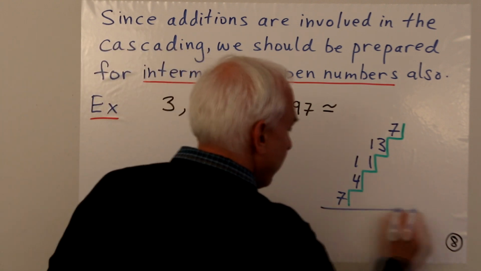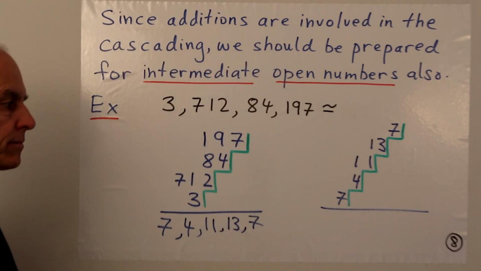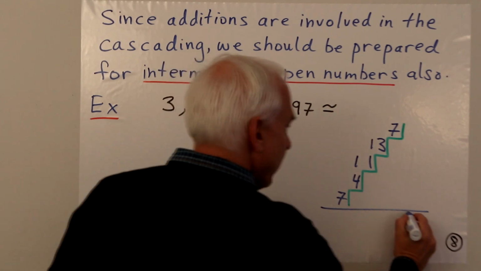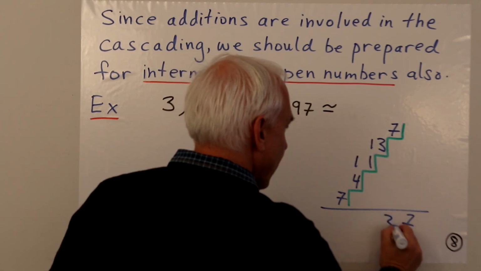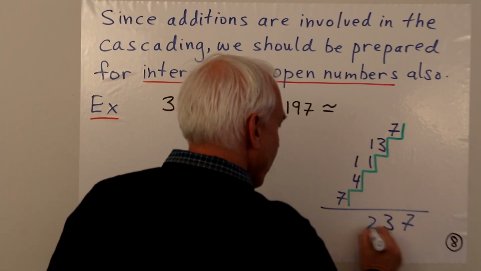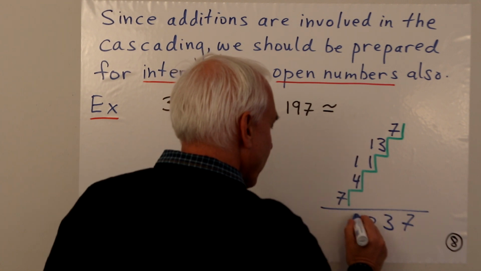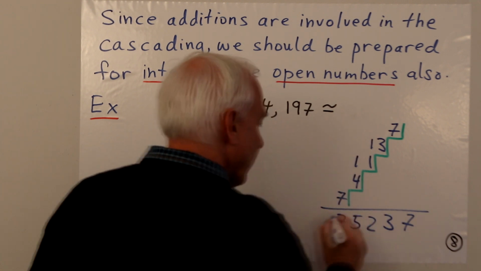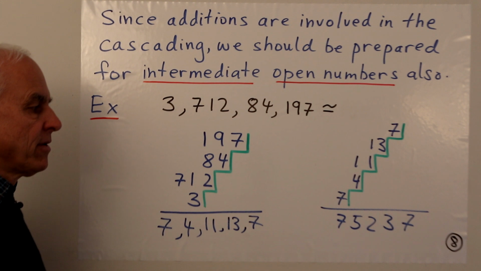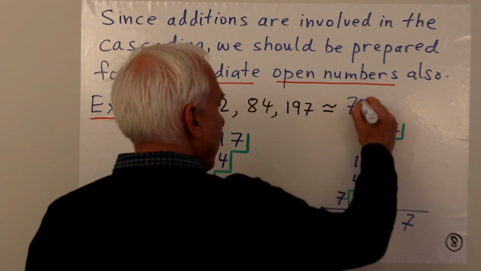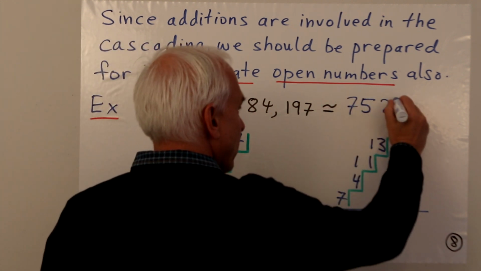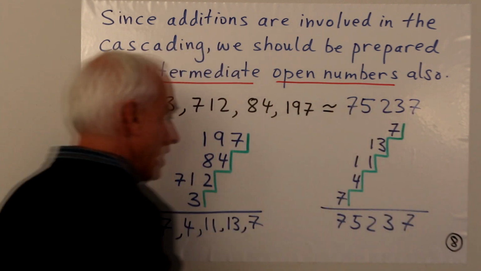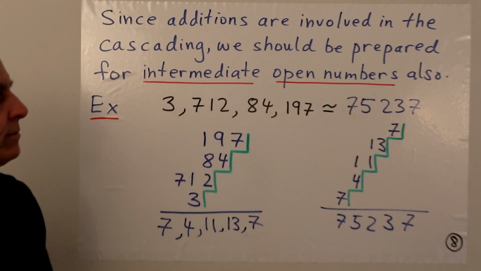For a total, the number of ones is 7. Number of tens is 3. Number of hundreds is 2. Number of thousands is 5. Number of 10,000s is 7. So altogether we get 75,237, and we avoid the temptation of putting a comma in there.